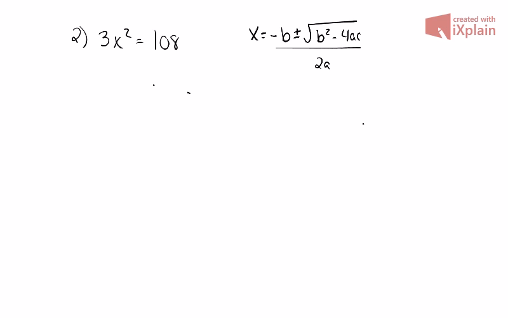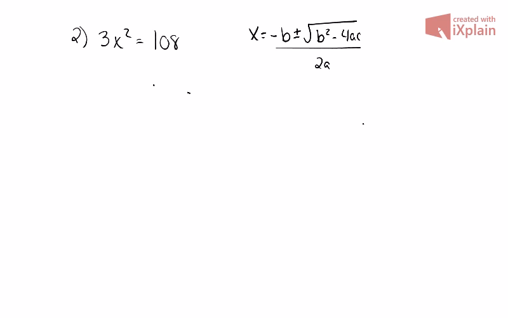For homework help tonight, I'm going to start off with number 2. Number 2 is 3x squared is equal to 108. And remember that in order to solve all of these, we're using our quadratic formula, which is x is equal to the opposite of b plus or minus the square root of b squared minus 4ac all over 2a.